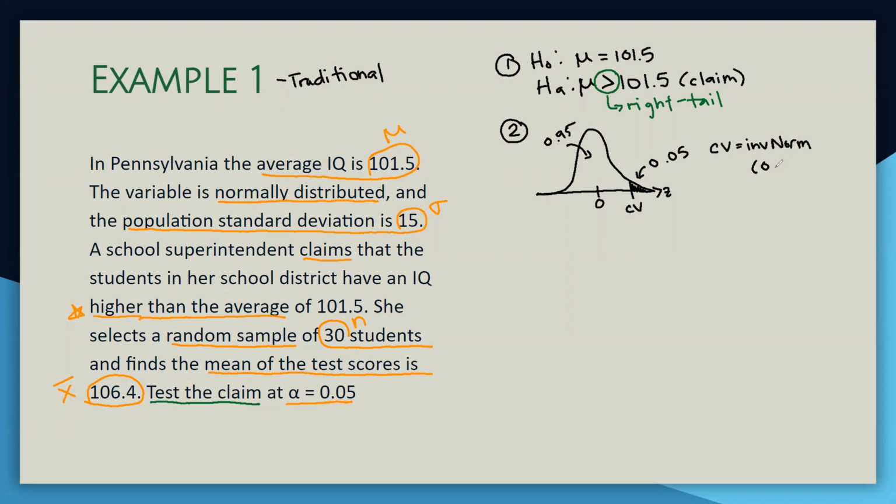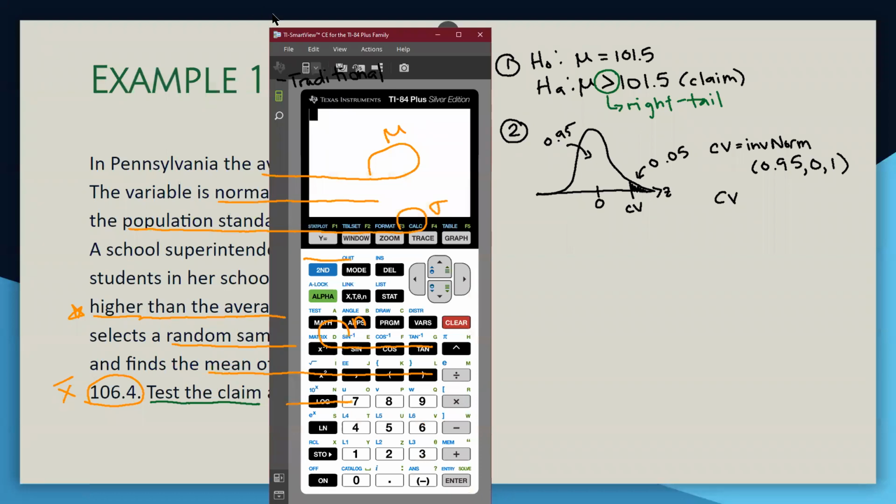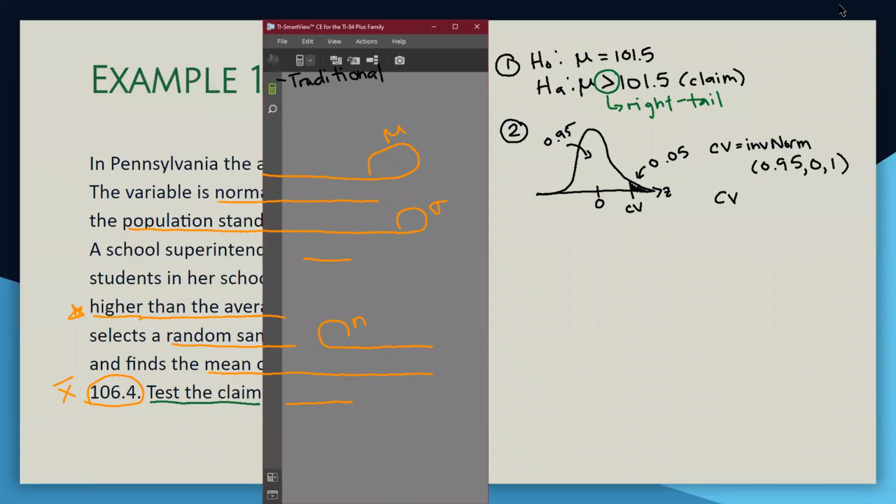And inverse norm wants the area in the tail, specifically the left tail, and then the mean and standard deviation. If you are using GeoGebra, a similar function call, inverse normal, wants the mean and standard deviation first and that area at the end. But we're going to go ahead and pull up our TI really quick. Scoochie that over here in this corner.